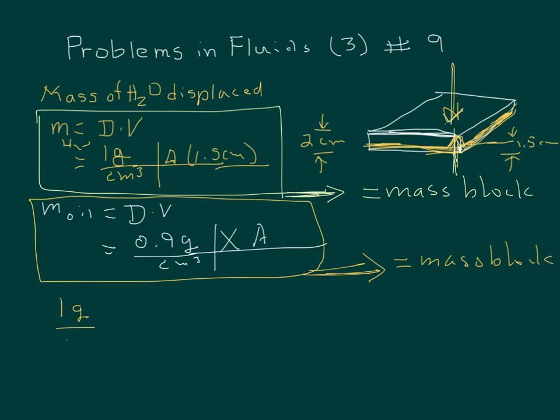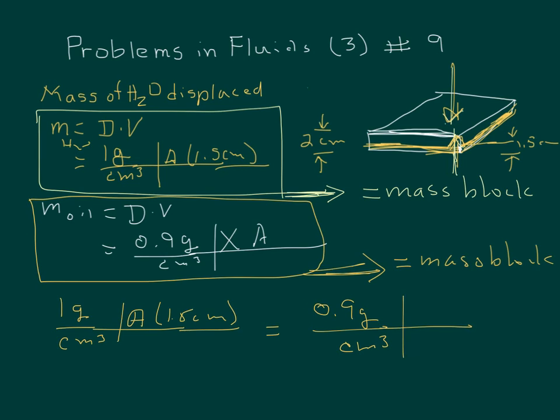I have 1 gram per cubic centimeter times the area times 1.5 centimeters is equal to 0.9 grams per cubic centimeter times x times the area. Both sides have the area, so that can get canceled out. I solve this for x, and I get 1.67 centimeters.